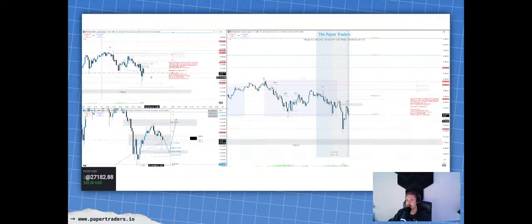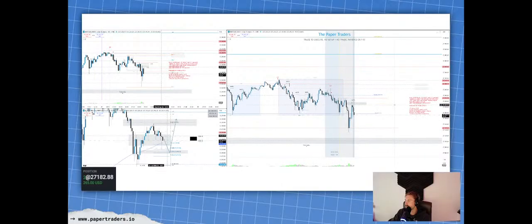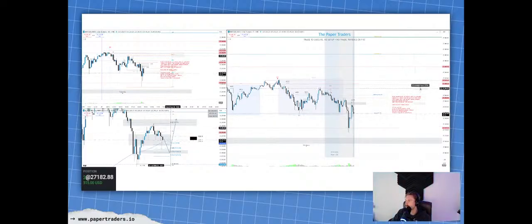Let's see what they do on this puppy. There's Wednesdays. What is Wednesdays? What do we like to do on Wednesdays? So Wednesdays we do like to retrace the New York Midnight Open, which is at 27,284. Let's see if that's something that they want to do.